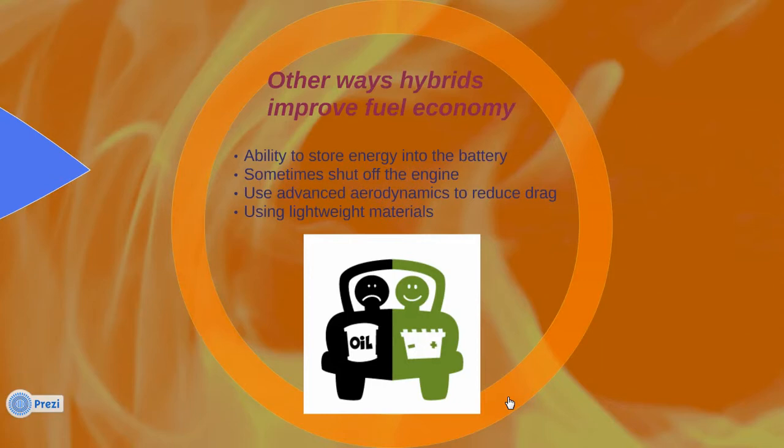Also, it uses advanced aerodynamics to reduce drag. When you're driving on the freeway, most of the work your engine does is pushing the car through the air. The force is known as aerodynamic drag. It can use less energy to accelerate the car when the frontal area of the car is reduced. And finally, hybrid cars use lightweight materials, such as carbon fiber, aluminum, and magnesium, so they can be used to reduce weight and reduce energy use.